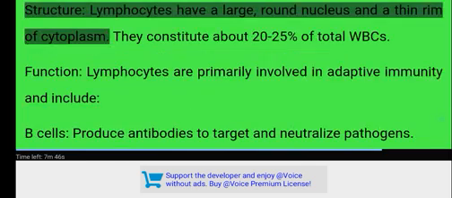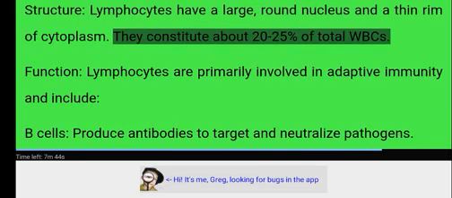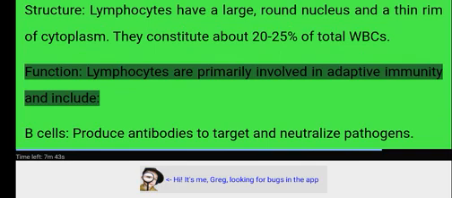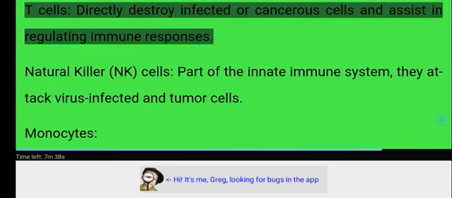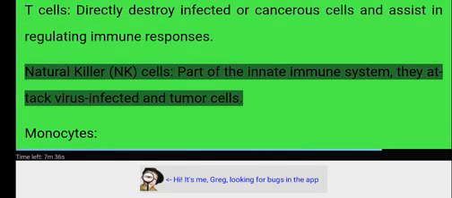Structure. Lymphocytes have a large, round nucleus and a thin rim of cytoplasm. They constitute about 20–25% of total WBCs. Function. Lymphocytes are primarily involved in adaptive immunity and include B cells, which produce antibodies to target and neutralize pathogens. T cells directly destroy infected or cancerous cells and assist in regulating immune responses. Natural killer NK cells, part of the innate immune system, attack virus-infected and tumor cells.